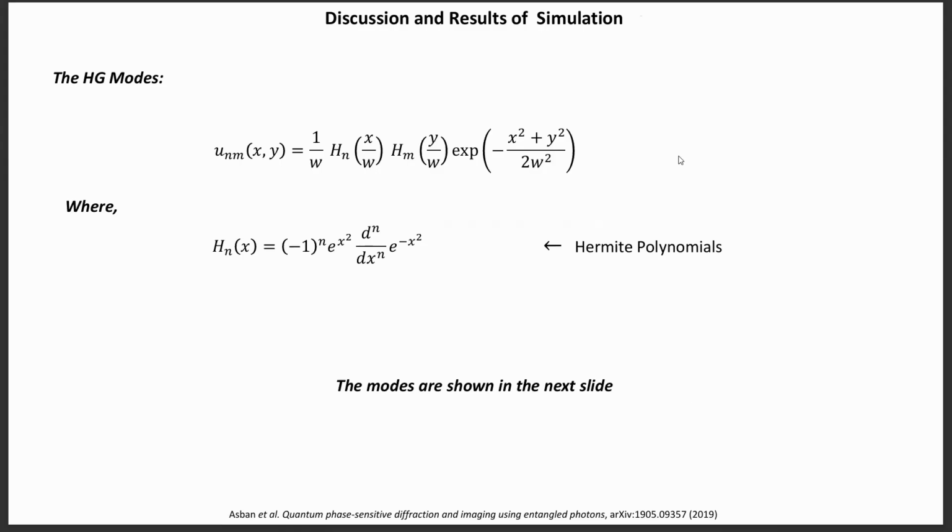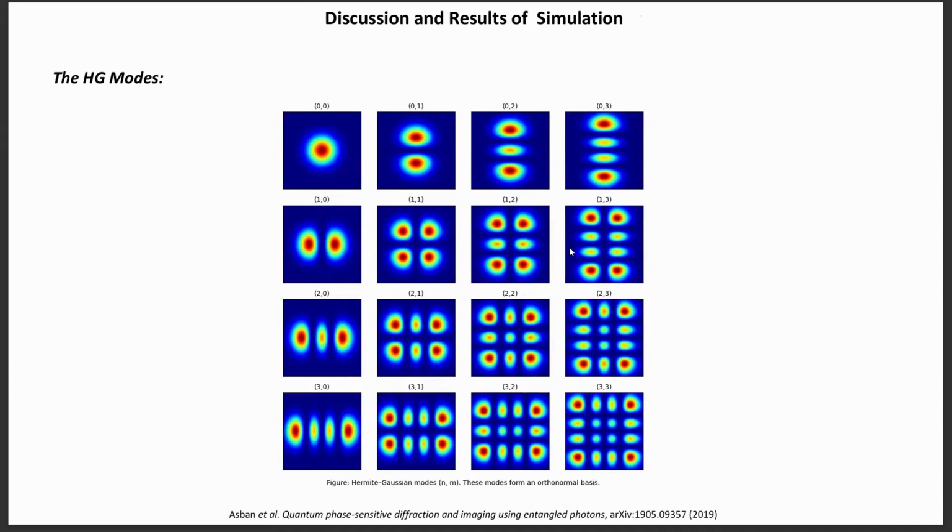Now I will discuss the Hermite Gaussian modes, how they are represented. This is the expression where Hn is the Hermite polynomials, and the modes are shown in the next slide. Here I have shown the modes 0, 0, then 0, 1, 0, 2, 0, 3, all these modes. This is a visual representation of the modes in a Hermite Gaussian beam.